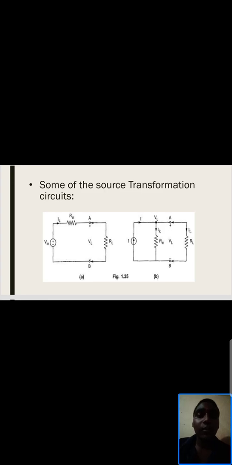Now we can give the expressions and we can solve the derivation with the below formula represented. Some of the source transformation circuits. These are the source transformation circuits.